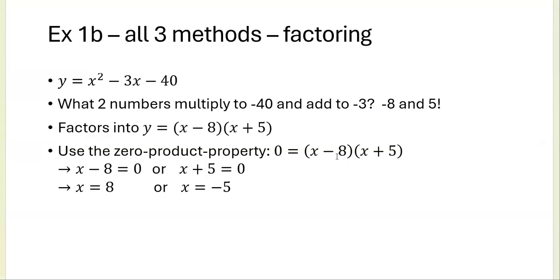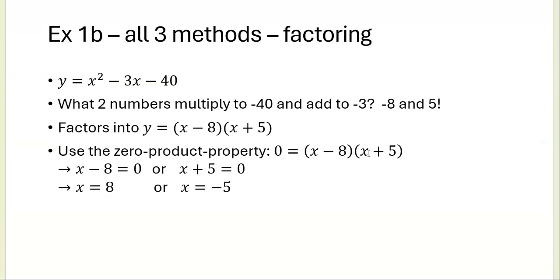8 minus 8 is 0. 8 plus 5 is 13. 0 times 13 is 0. Okay, so when it's a product of things, if one of them is 0, then the whole thing is 0. So that's why we broke it up as x minus 8 is equal to 0, or x plus 5 can be 0 as well. So if we solve for x, that's negative 5.